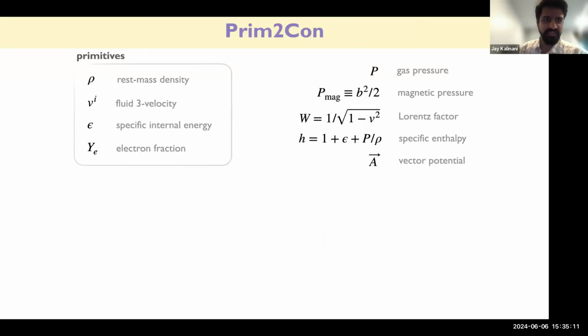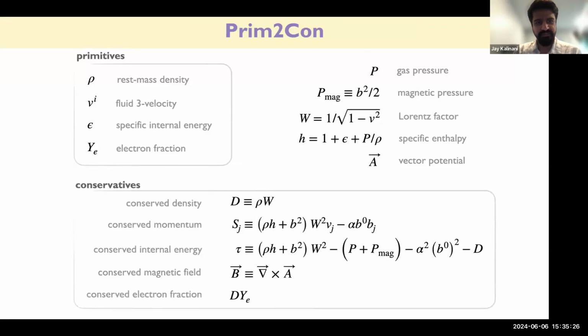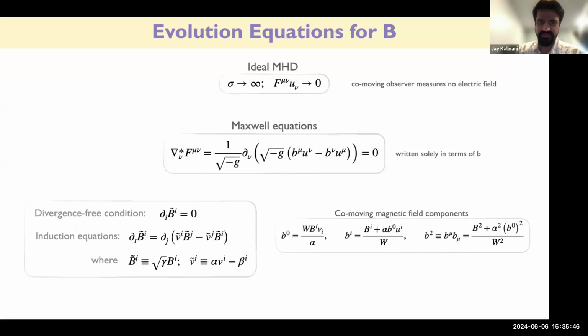So typically, the primitive variables that you have in the code are defined such as rest mass density, fluid three-velocity, specific internal energy, also electron fraction. And using these primitives, through analytical expressions shown here, you can define the conserved variables such as the conserved density, momentum, conserved internal energy, tau, magnetic field, as well as electron fraction. So these we typically call conserved variables.